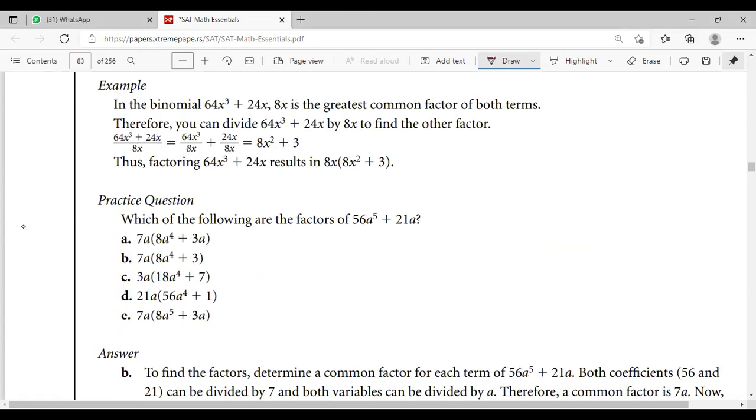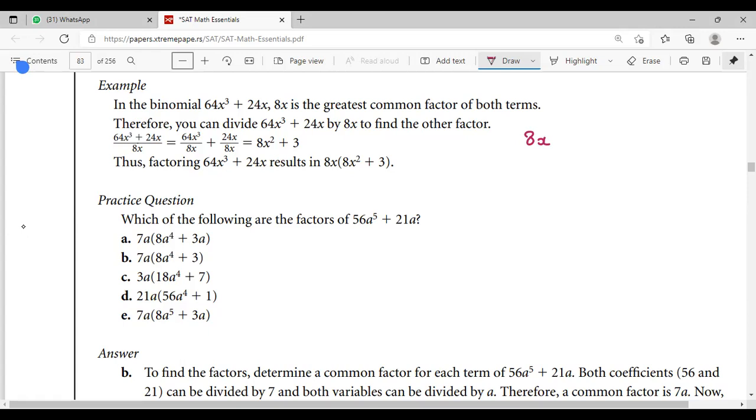In the binomial 64x cubed plus 24x, 8x is the greatest common factor of both terms, right? Therefore, you can divide 64x cubed plus 24x by 8x to find the other factor. Now, one way is, we know how to factorize it, but since we are studying in detail, we should know basically the underlying concept. And this is the underlying concept.